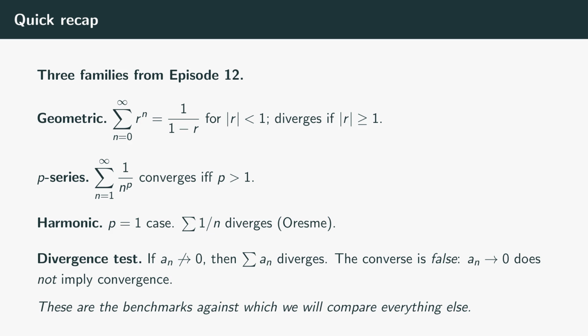And the divergence test. If the terms a sub n do not approach 0, the series diverges. That's a one-way street. If the terms do go to 0, the test is inconclusive. The series might converge, might not, you need a different tool. These 3 families and the divergence test are the benchmarks for everything we do today. The geometric series is what we'll compare to in the ratio test. The p-series is what we'll compare to in limit comparison. And the divergence test is the first thing you check, always. Now let's add to the toolkit.